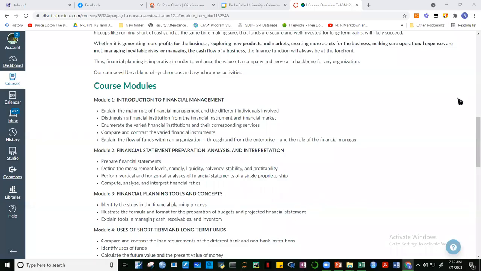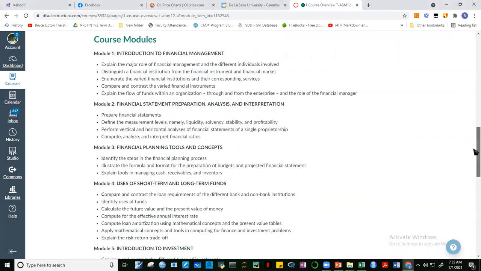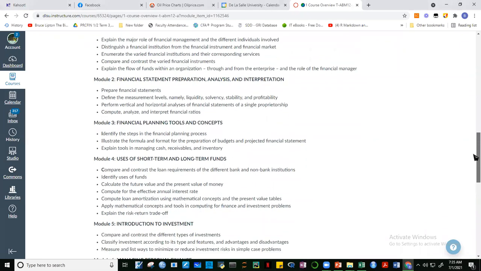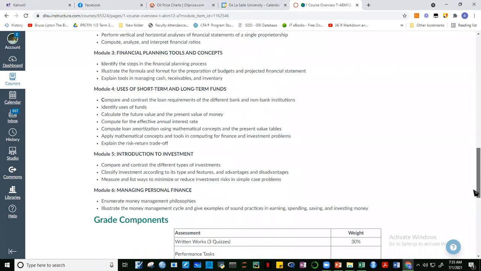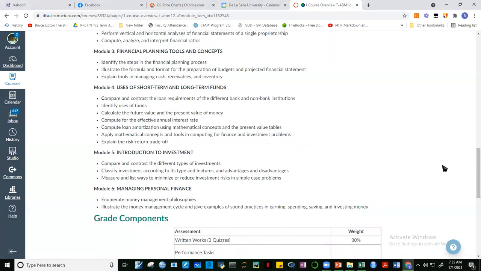Okay, so the whole course will discuss the basic concepts of financial management, income statement analysis and interpretation. We're going to learn financial planning and tools, and then short-term and long-term funds, where we're going to learn the use of Excel in computing for the future and present values and loan amortization. And then we have investments and then personal finance.